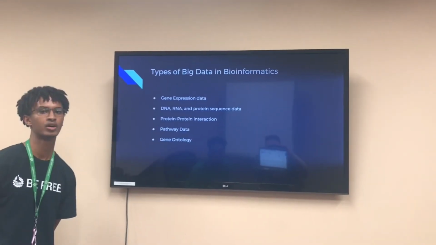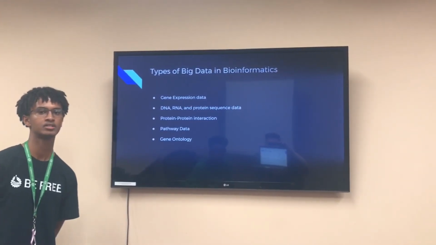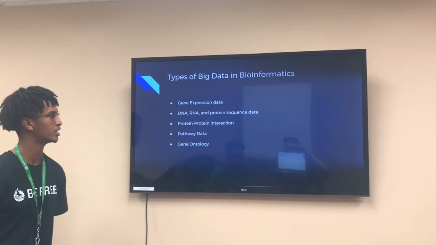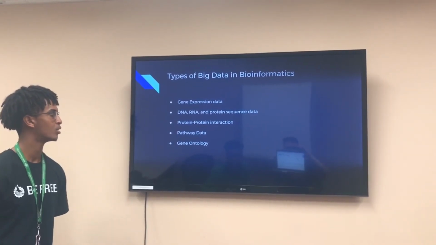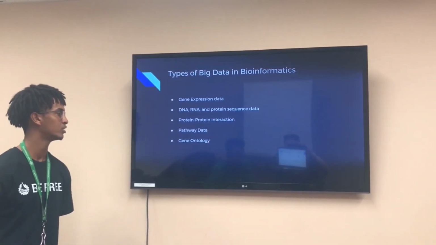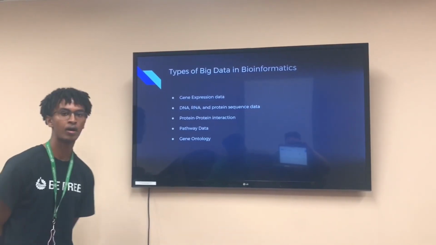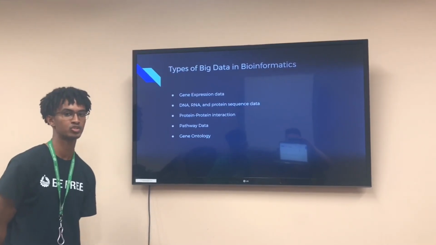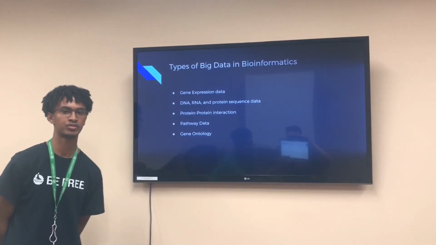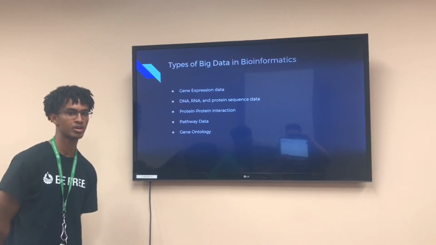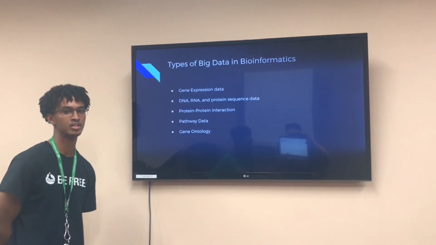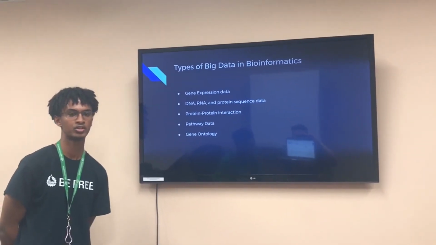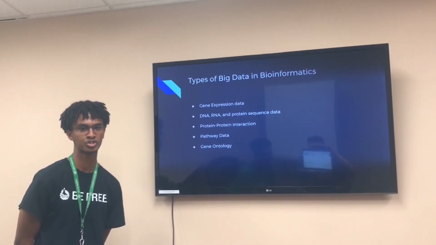There are primarily 5 types of data that are massive in size and used heavily in bioinformatics research. They are gene expression data, DNA, RNA, and protein sequence data, protein-protein interaction, pathway data, and gene ontology. In gene expression analysis, the expression levels of thousands of genes are analyzed over different conditions, from different developmental stages of treatments and diseases. In sequence analysis, DNA, RNA, and peptide sequences are processed using various analytical methods to understand their features, functions, and structures.